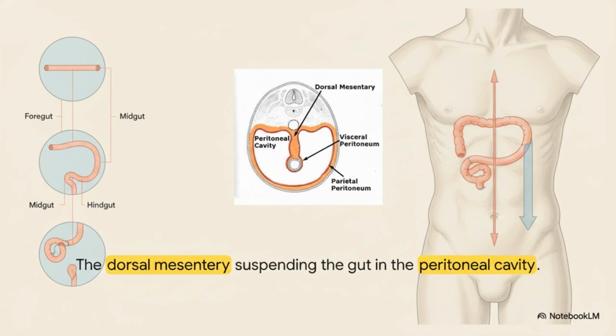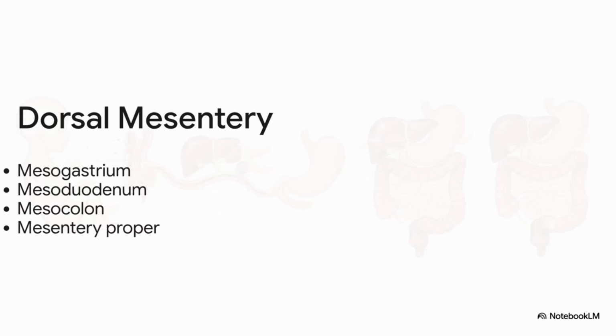It suspends the caudal part of the foregut, the entire midgut, and a major part of the hindgut directly from the posterior abdominal wall. And this setup is exactly what allows the intestines to be mobile without just tangling up into a huge knot. You'll really want to commit the 4 regional structures derived from the dorsal mesentery to memory.